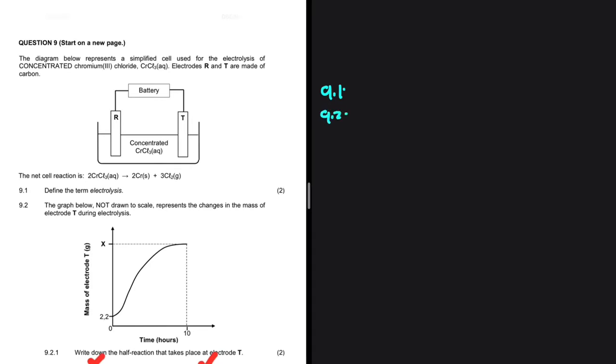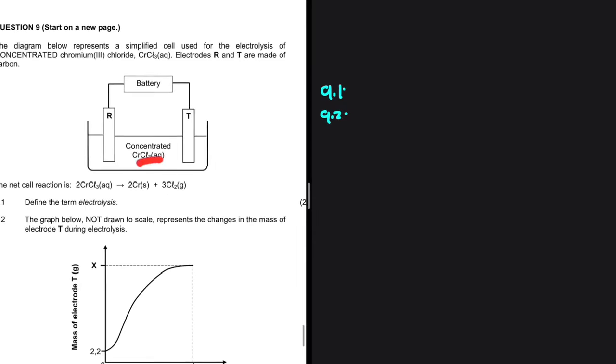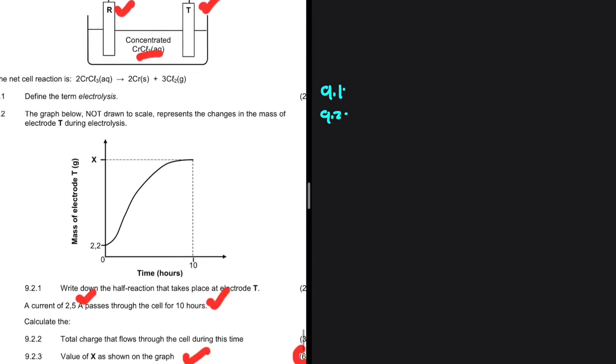9.2, on the other hand, the graph below, not drawn to scale, represents the changes in the mass of electrode T during electrolysis. We have the electrolysis of concentrated chromium chloride, CrCl3. We have 2 electrodes, R and T. The first question, 9.2.1, we're looking for the half reaction that takes place at electrode T.